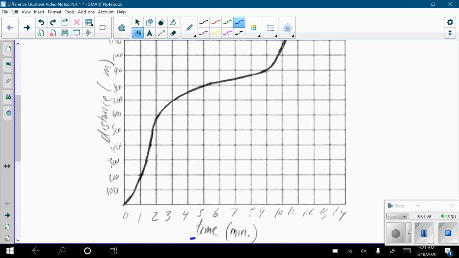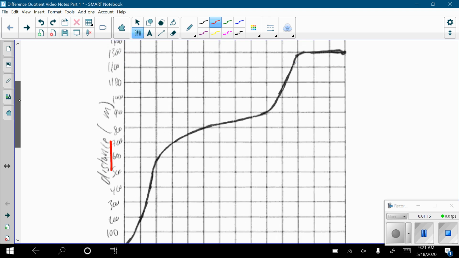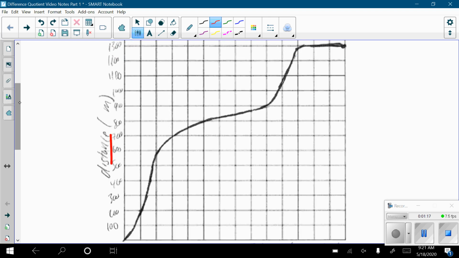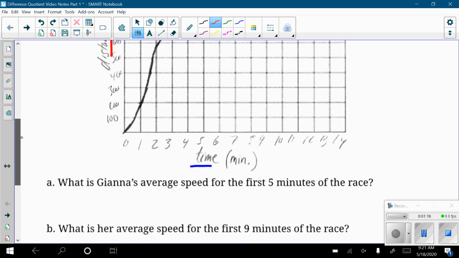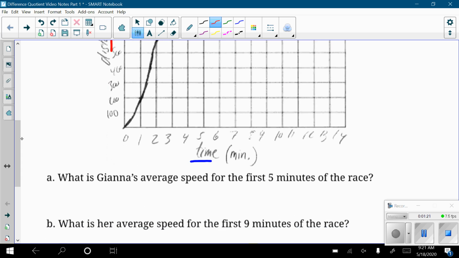So you got a graph here. Got time on the x-axis and you got distance in meters on the y-axis. And as time went on, they were farther and farther. And this is Gianna's graph. Okay. So the question we're going to answer is, what was Gianna's average speed for the first 5 minutes of the race?